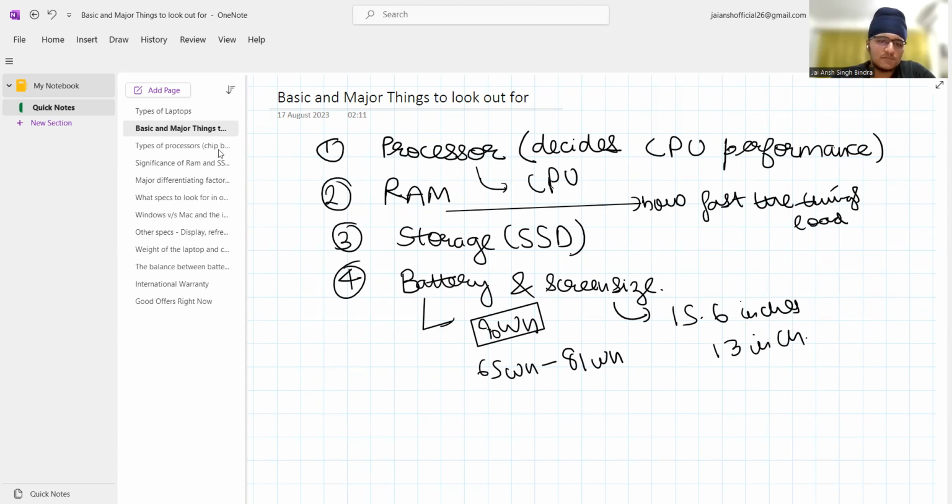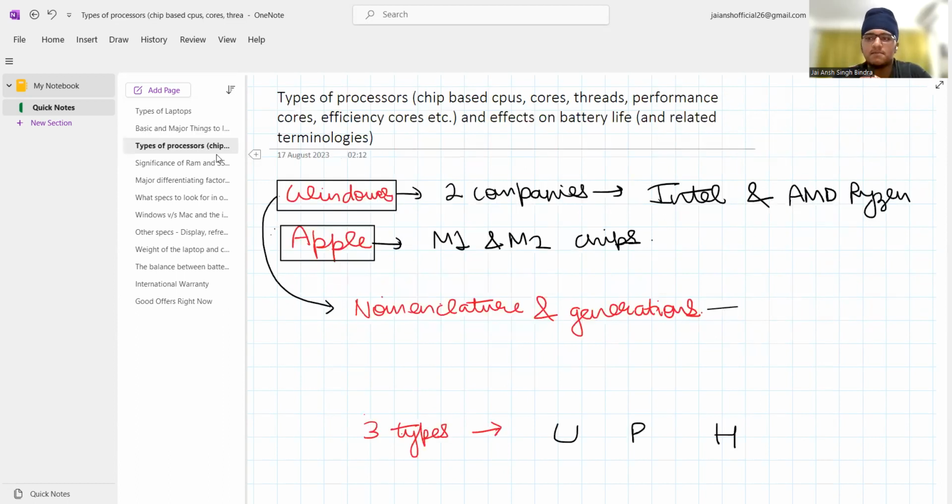Now, going to the types of processor, this is the most important thing in a laptop. The processor decides the power of your computing majorly. We are going to come to the GPU and other parts soon, and battery life, SSD, etc. in detail. But the most important thing you need to consider while buying a laptop is the processor which your laptop is going to have.